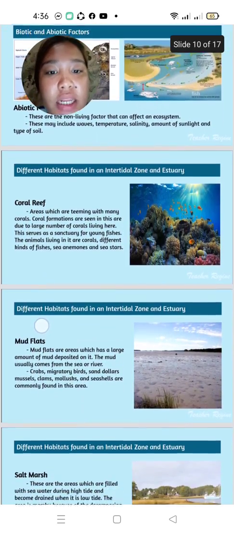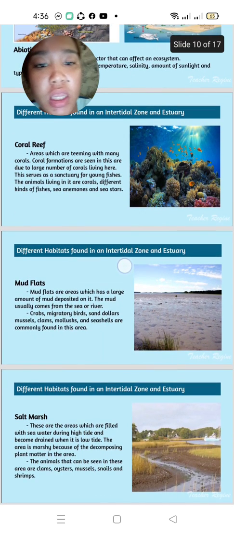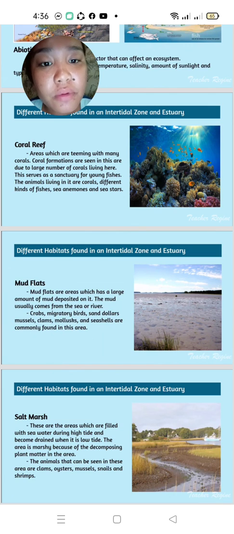Next are the different habitats found in intertidal zones and estuaries. Coral reef: areas which are teeming with many corals. Formations are seen in this area due to the large number of corals living here. This serves as a sanctuary for young fishes. The animals living in it are corals, different kinds of fishes, sea anemones, and sea stars.